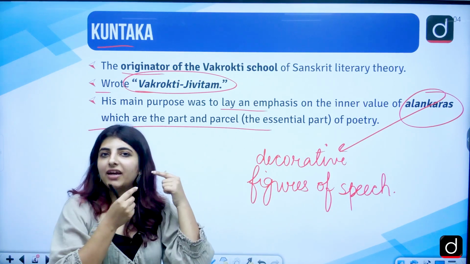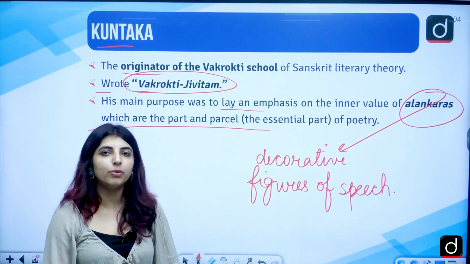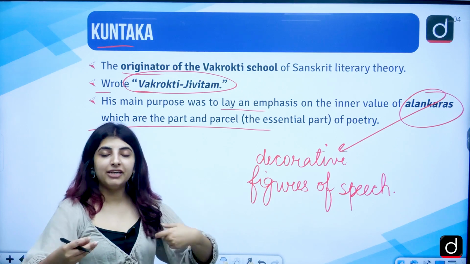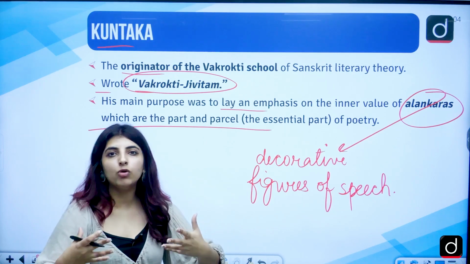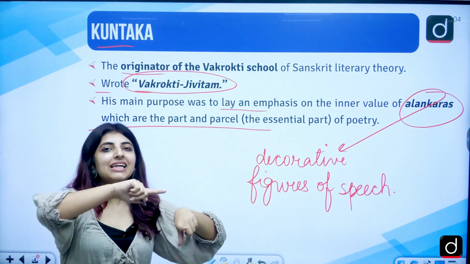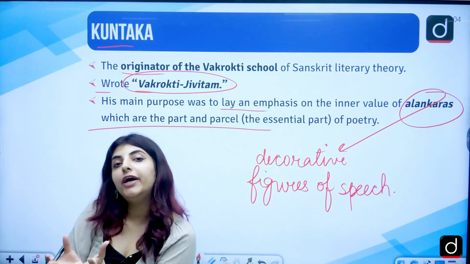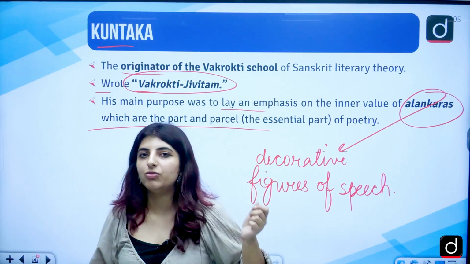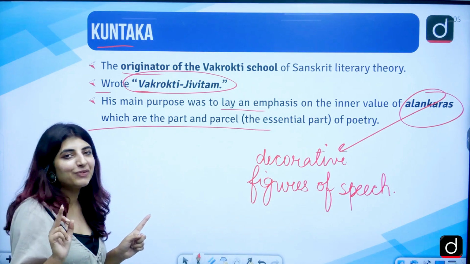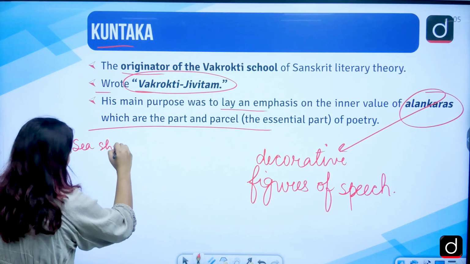The way we wear jhumkas and necklaces to make ourselves look beautiful, the same is the case with poetry. Poetry also needs to evoke emotions and be beautiful to us. So to beautify a particular piece of poetry, the poet uses certain figures of speech known as alankaras. Now, the example of alankara, if you recall from the previous video, I gave you this one.